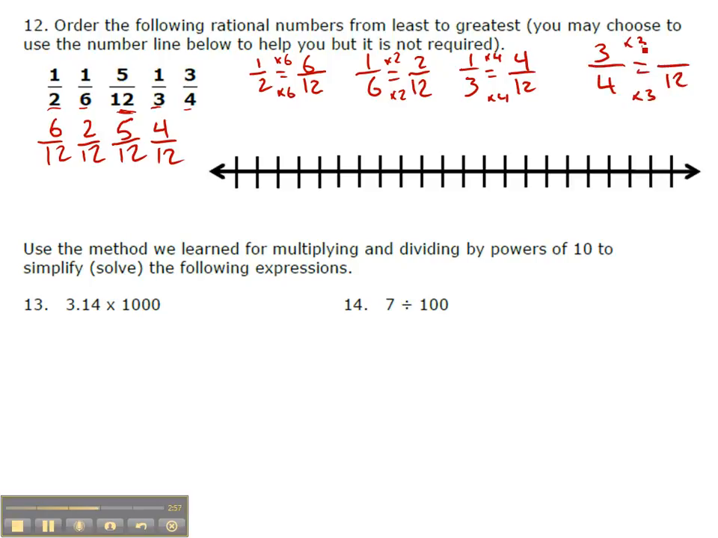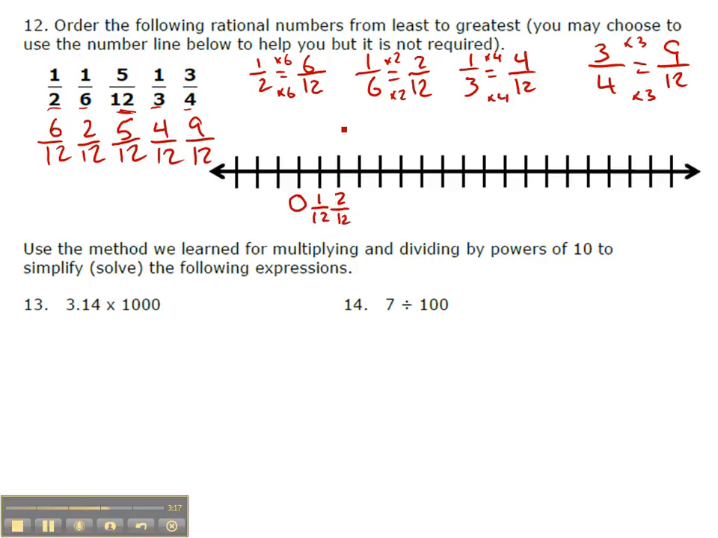So times 3 up top. 3 times 3 is 9. That's 9 12ths. And the reason I think we should use the number line is we can just order them from left to right once we have them placed on the number line. So I'm going to put all of my rational numbers, my fractions, as 12ths on the bottom of the number line. And then up top I'll write them in their simplest form.